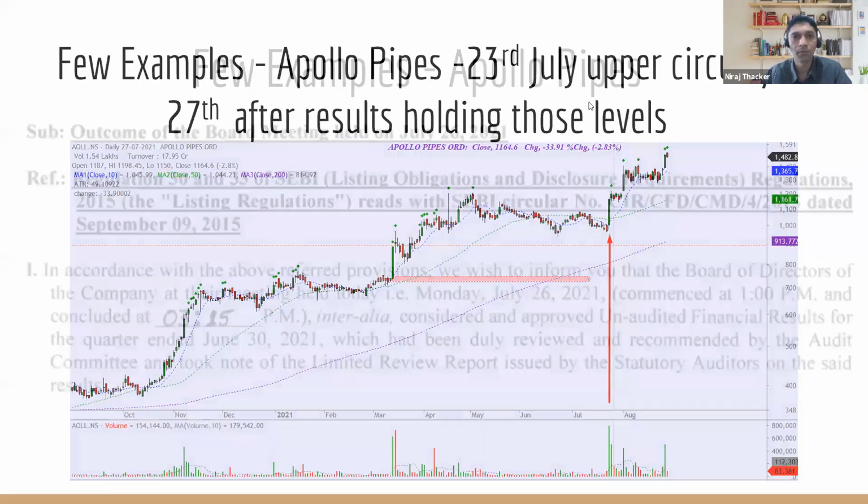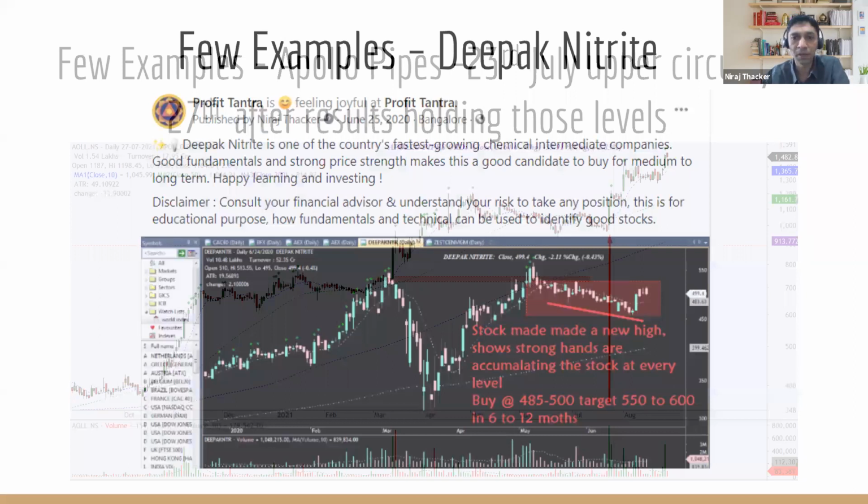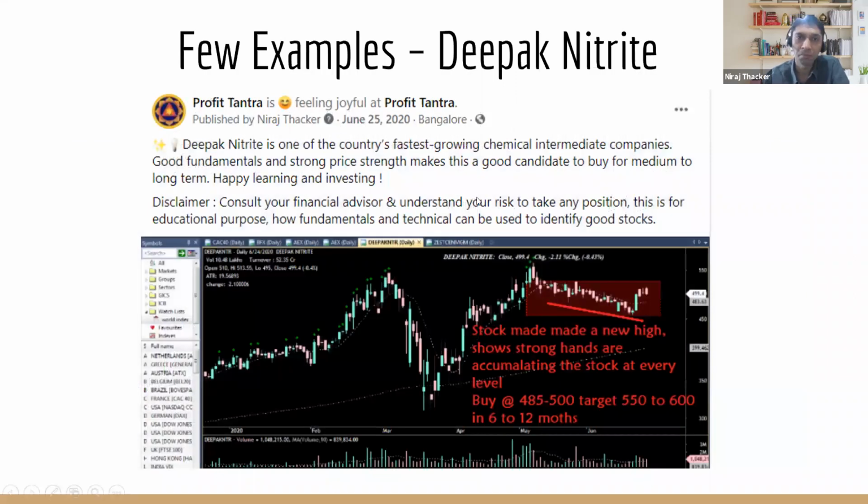So this I told you. Then there is one more stock, Deepak Nitrite, we recommended on 25th of June. Same bad news. Results were not good. And we continue to hold because results were not good, but price movement was very encouraging and some expansion was going on. So this is an example.